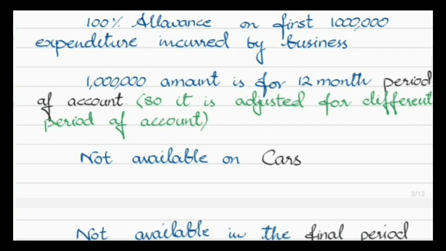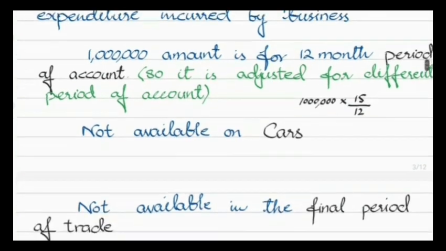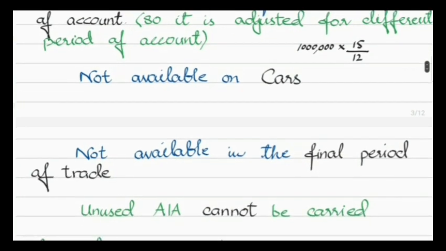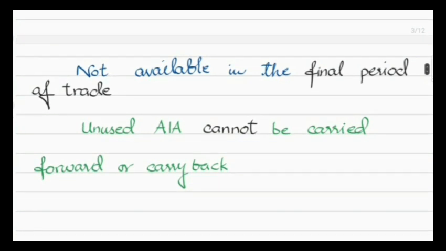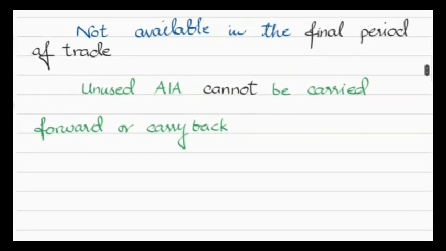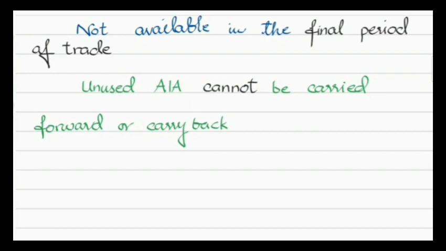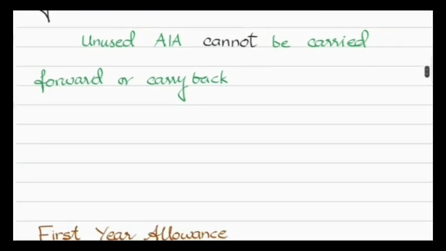For example, if a trader's period of account is 15 months, then in that case, the allowance would be 10 lakh multiplied by 15 divided by 12. And if he has a period of account of 4 months, you have to multiply 10 lakh by 4 and divide by 12. So this is how you have to adjust the annual investment allowance on the basis of period of account. Second point, this is not available on cars. Third, not available in the final period of trade. Unused annual investment allowance cannot be carried forward or carried back.